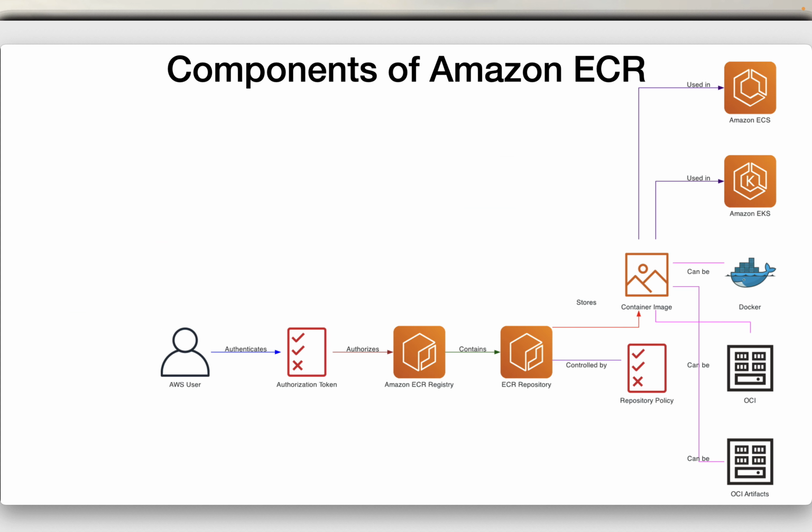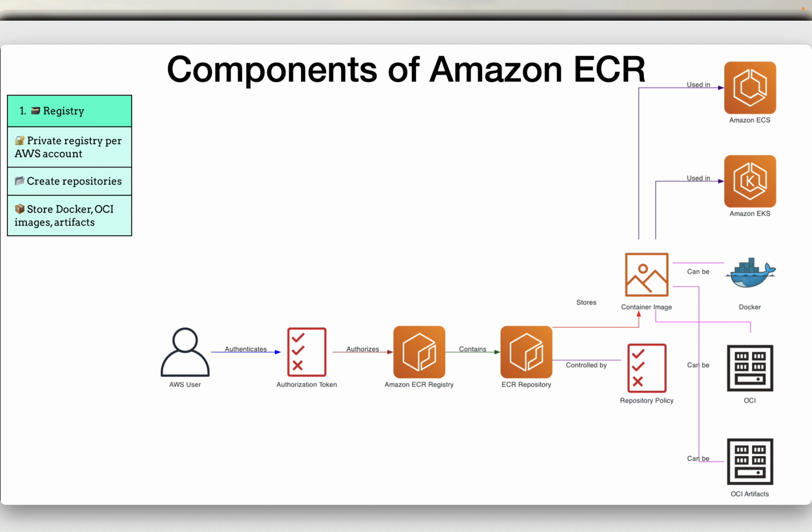So, components of Amazon ECR. First one is registry. An Amazon ECR private registry is provided to each AWS account. You can create one or more repositories in your registry and store Docker images, Open Container Initiative OCI images, and OCI compatible artifacts in them.